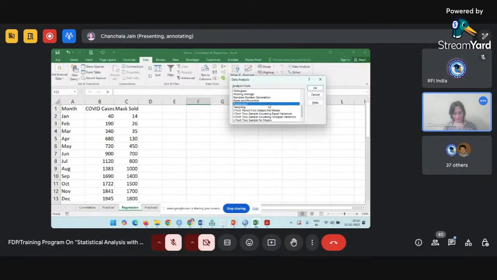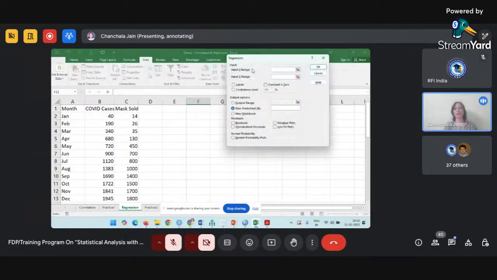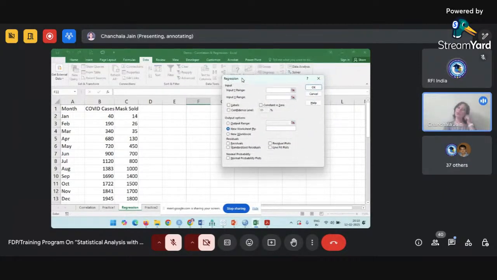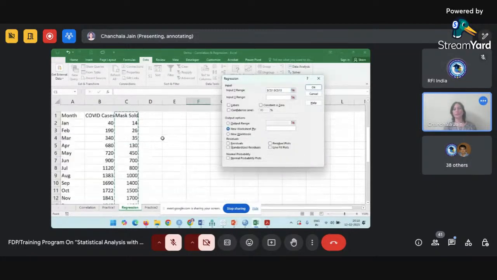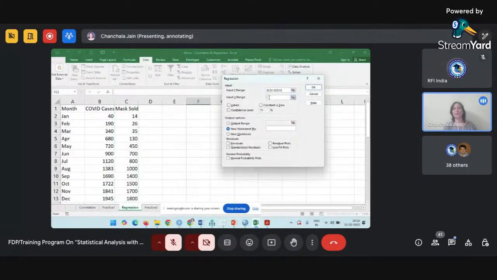Done? Yes, ma'am. Now you can click on OK. The dialog box is appearing. Here it is clearly asking for the Y range and X variable range. That means the dependent and independent variable ranges we need to provide. Y is always your dependent variable. We just discussed that mask sold will be the dependent variable. So you can select the range, which is C1 to C13 in my case.